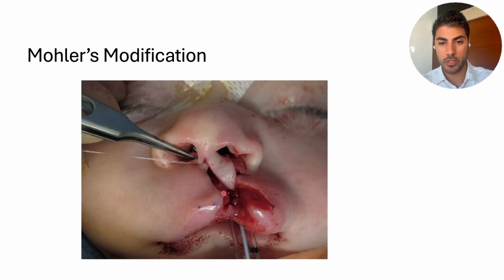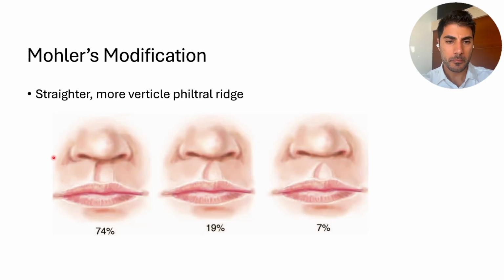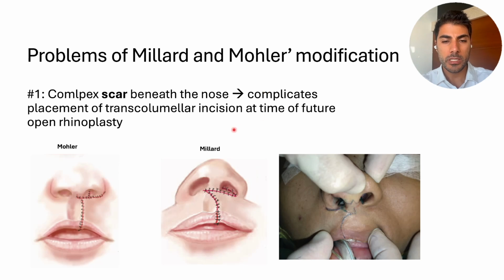So this is Muller's modification. We can appreciate how it goes right up into the columella and has the back cut going down. These are the results that were published by Muller. 74% of the cases he did had a straighter philtral column as opposed to the minority, which also converged. Basically, Millard and Muller's modifications are both rotational and they both face the same problems.